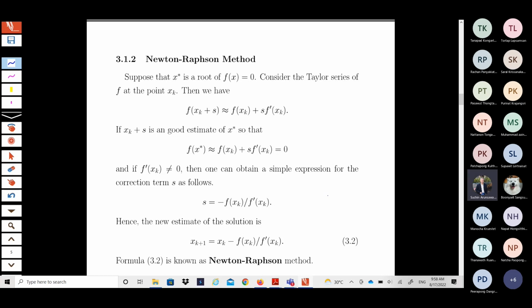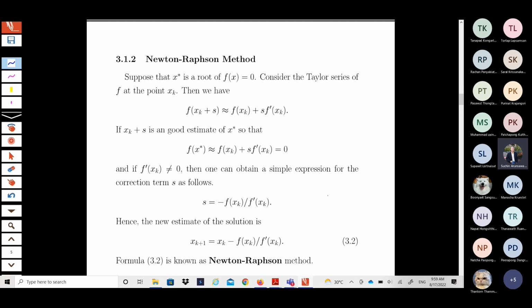This morning we will look at the second method for solving nonlinear equations, and this method is Newton-Raphson. Newton-Raphson is used to solve nonlinear equations, but it has some different features from the bisection method, as we will see now.